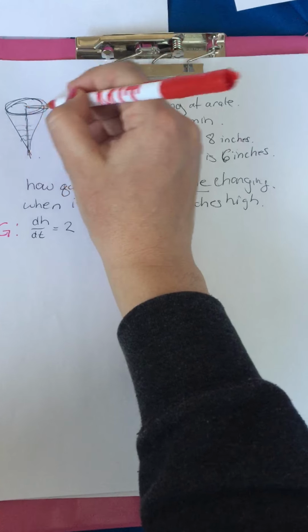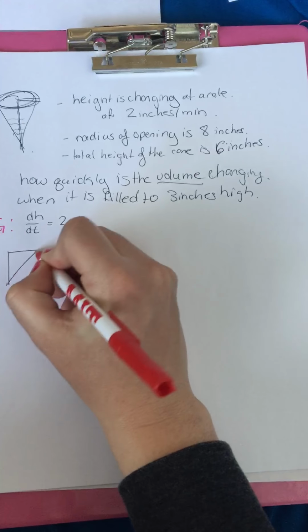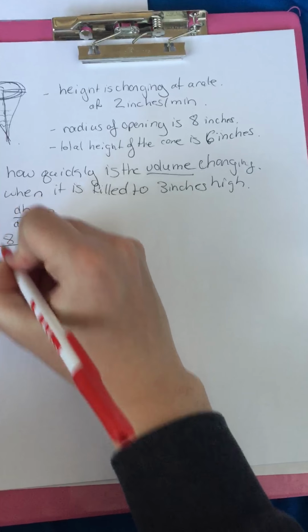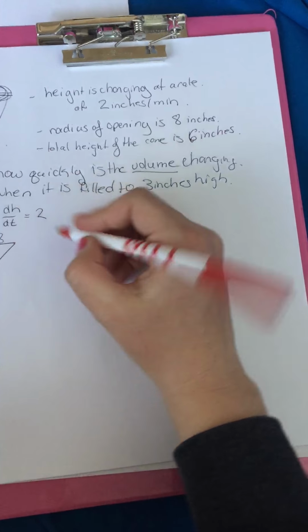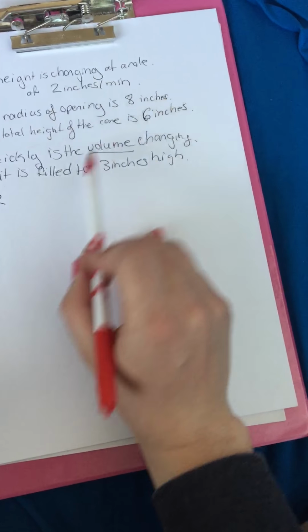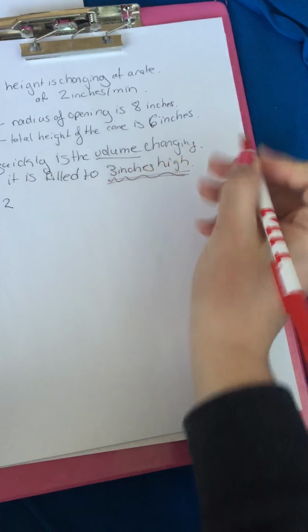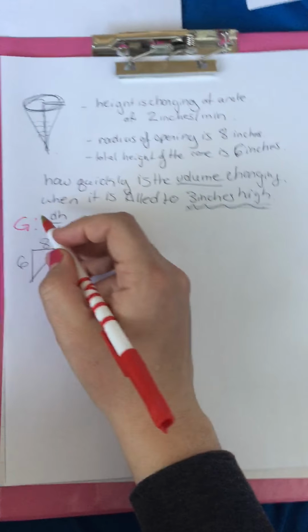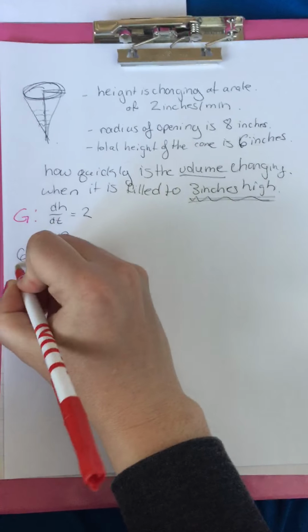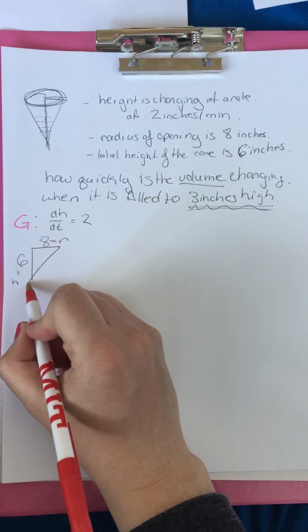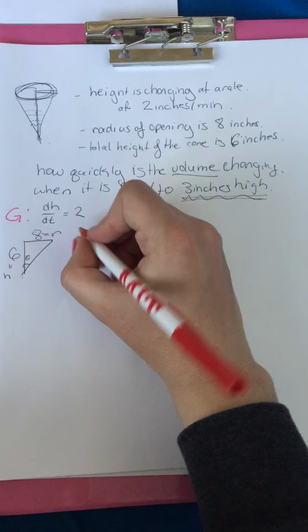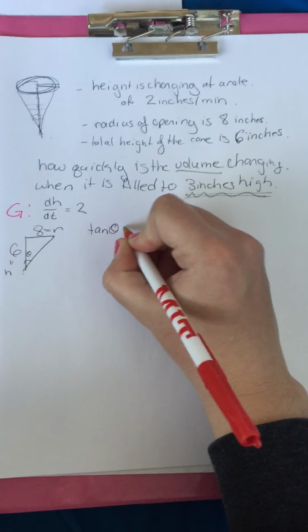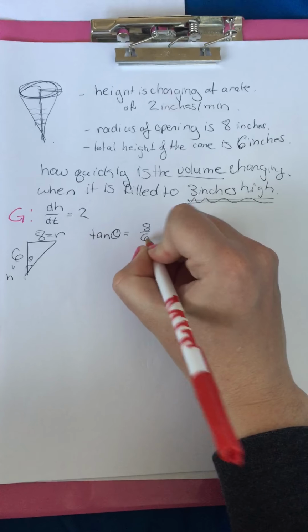So notice that we've got this nifty little triangle. We know that the radius is 8. We know that the height of the cone is 6. We're looking for when the height is filled to 3 inches high. Or actually, we want to know how the radius and height are related. This is equal to r and this is equal to h. So we're going to take this angle and take tan, so opposite over adjacent. So tan theta is equal to 8 over 6.